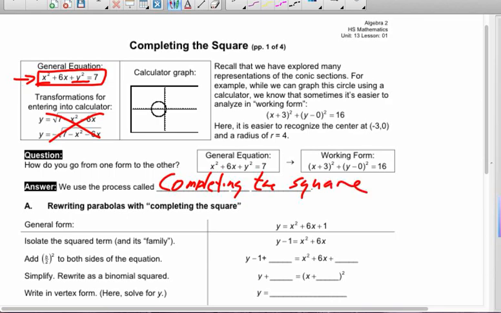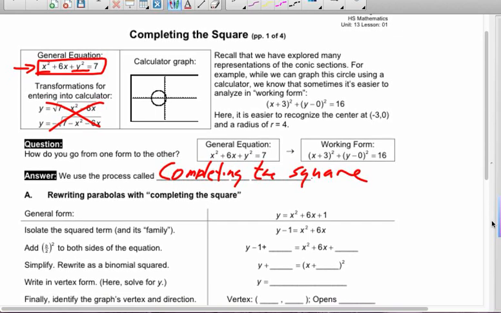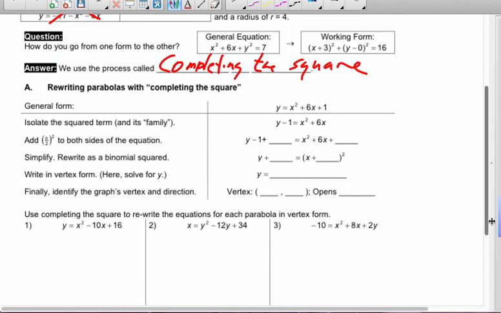All right, we're going to start with a slightly easier example here. I've got a parabola. It's in a general form right here. The first thing we need to do is isolate the squared term. By its family, they're referring to all terms with the same variable of any power. My squared term here is my x squared.